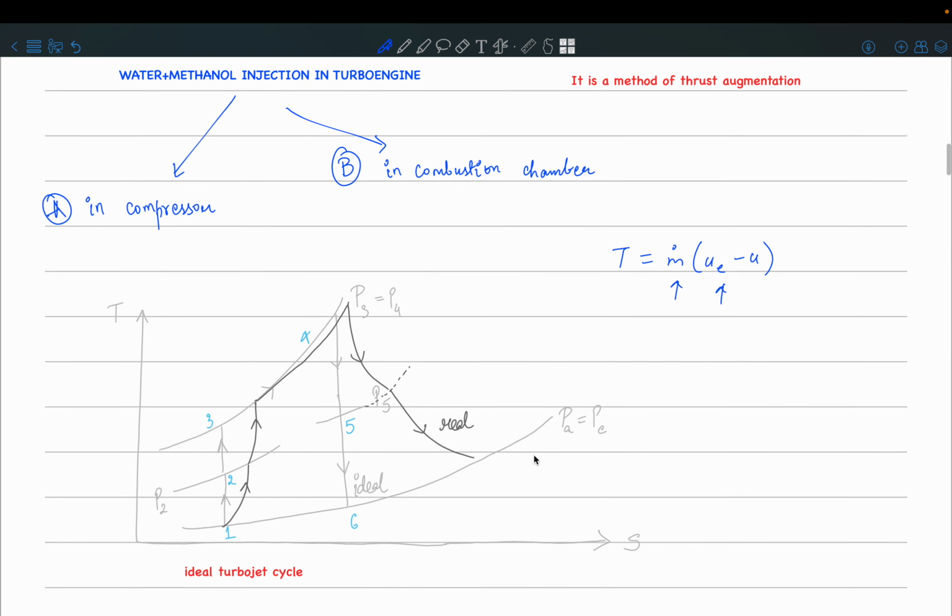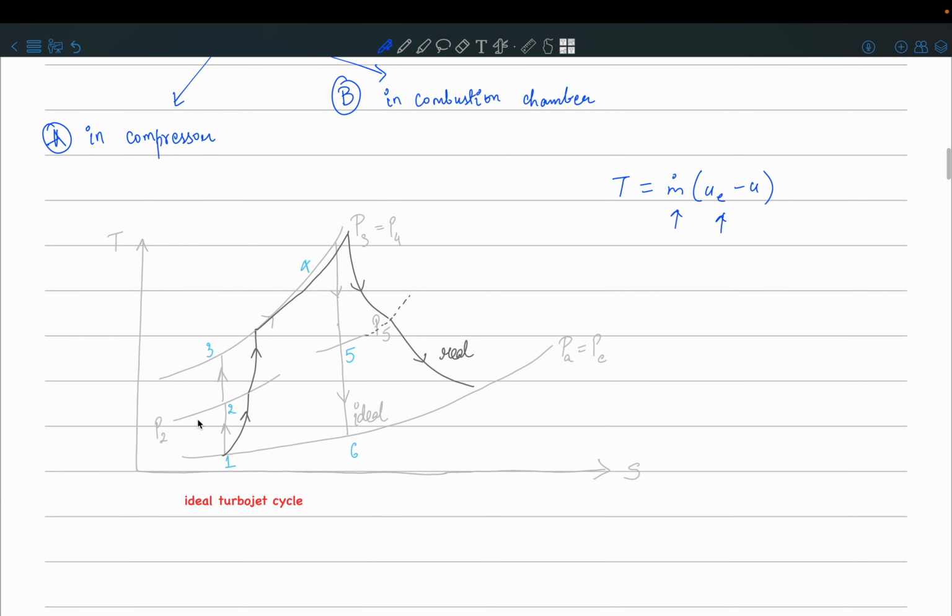Now what happens otherwise in the compressor? You were right, the temperature is reduced because of water methanol injection. And why do we want to reduce the temperature? Like we discussed, there is a difference between the ideal and the real cycle. What is drawn here in light gray is the ideal cycle, and what you can see in dark gray is the real cycle.